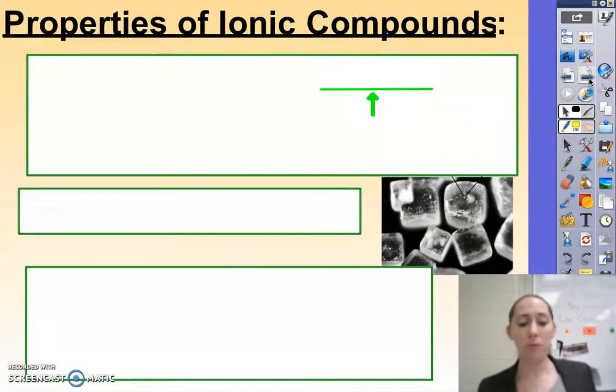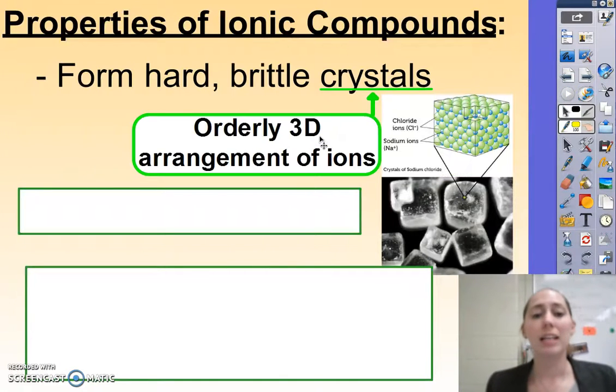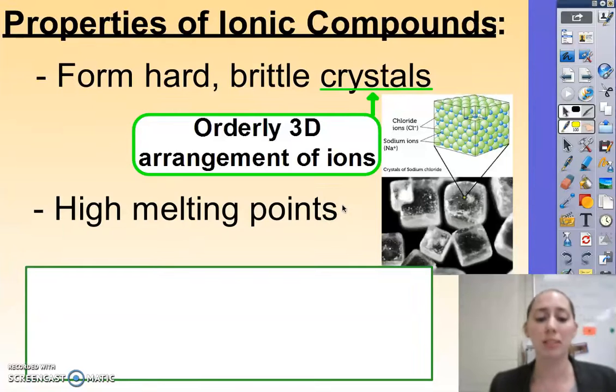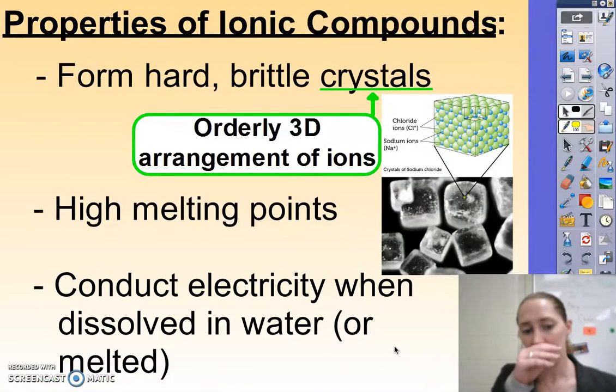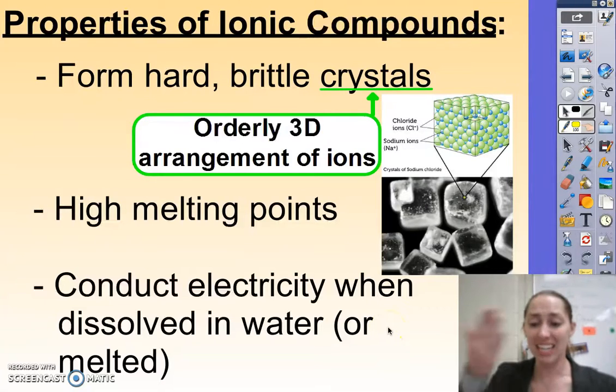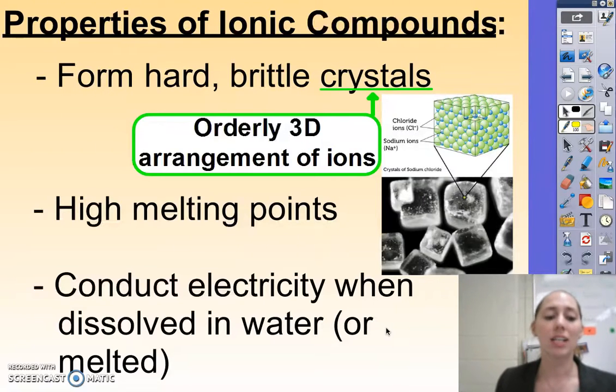So let's talk about 3 important properties of ionic compounds. One is they form hard, brittle crystals. So most ionic compounds form crystalline solids. They also have high melting points. Table salt has a melting point of 801 degrees Celsius, where in contrast, sugar, which is a covalent bond we'll study in 6.3, has a melting point of 186 degrees Celsius. That's a huge difference. They also conduct electricity when dissolved in water or melted. Pure water does not conduct electricity very well. It's an insulator, whereas salt water is an excellent conductor of electricity because those ions allow for the electrons to flow.